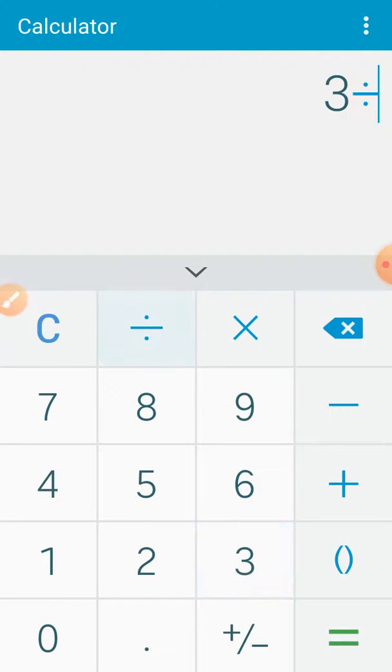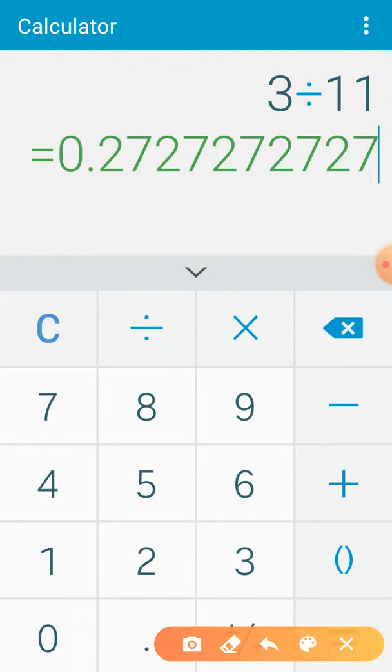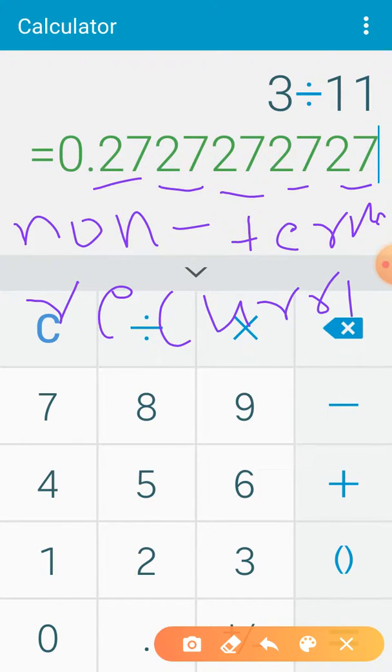So 3 divided by 11 is equal to 0.2727272727. So in the answer, what are you writing? First of all, you are writing non-terminating, and after that you are going to write recurring. Okay, so it is a non-terminating recurring decimal.